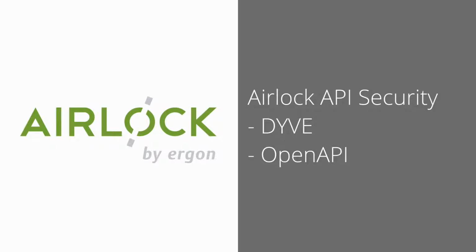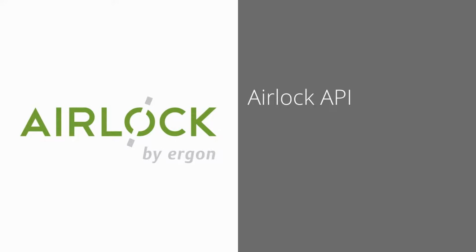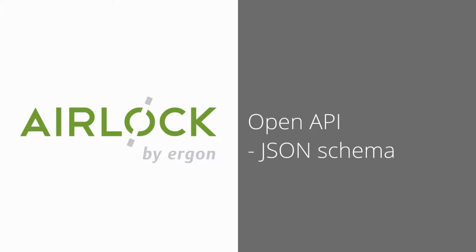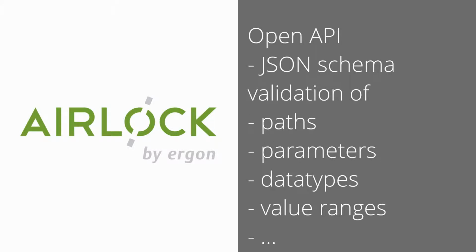Let's start with the basics. With the uprising of JSON and REST, we need to properly secure the APIs upfront. With OpenAPI, you can create schemas for your APIs, which allows you to verify JSON requests upfront against a specification. The schema is in JSON format and therefore can be easily specified by developers. As an example, it is possible to validate paths, parameters, data types, value ranges, and so on. So OpenAPI provides strong security for your APIs through whitelisting technology.